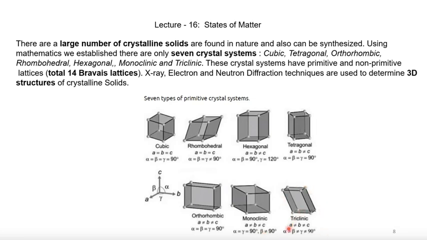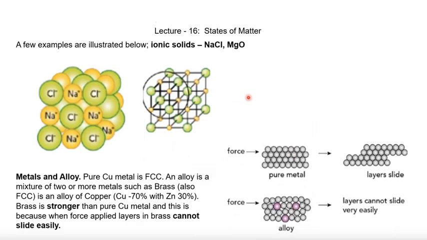Triclinic: none of the parameters are equal to each other and no angle is equal to 90 degrees. With this, we can also discuss one or two examples of crystalline solids. For example, the most common one is sodium chloride, that means table salt.